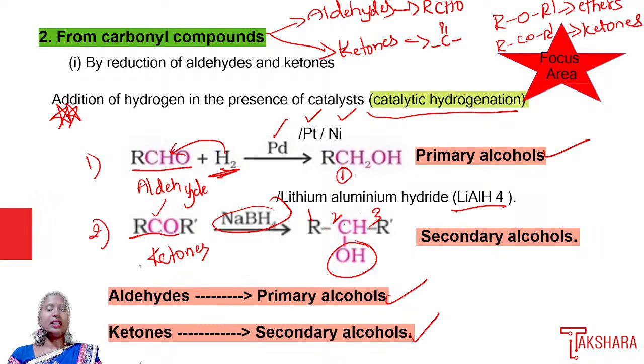So you can directly say, as this question may be asked in competitive exams as well: when aldehydes undergo catalytic hydrogenation, the product you will get is primary alcohols. When ketones undergo catalytic hydrogenation, the products formed are secondary alcohols. We can easily say that.